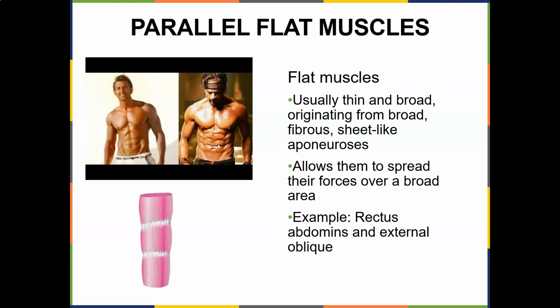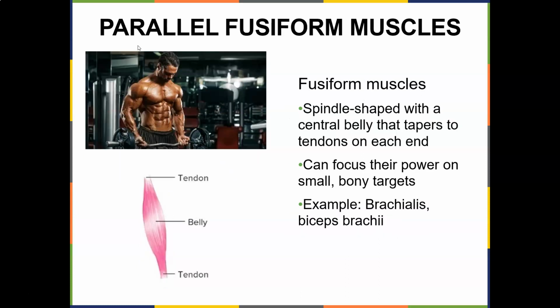That's a good one. All right, parallel fusiform muscles: tendon, belly, tendon. Fusiform muscles are spindle-shaped with a central belly that tapers to tendons on each end. They can focus their power on small bony targets, like the brachialis and the biceps brachii. So that's the parallel fusiform. Okay, and that's the biceps.